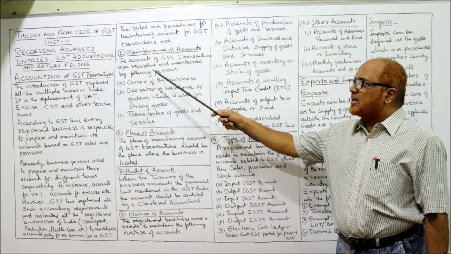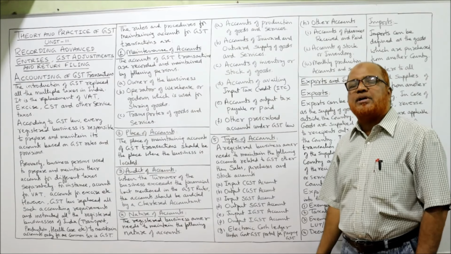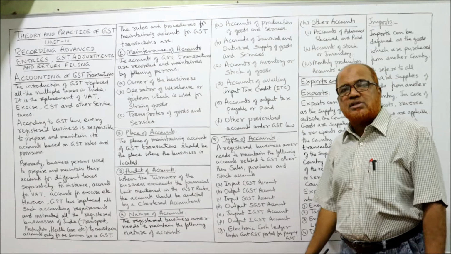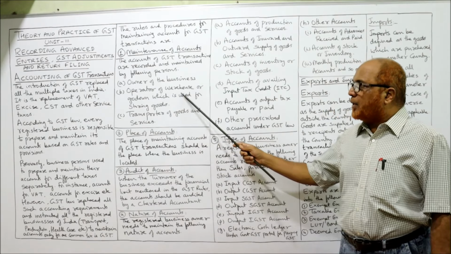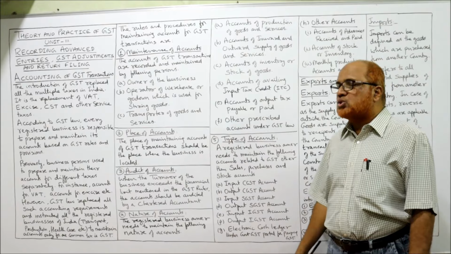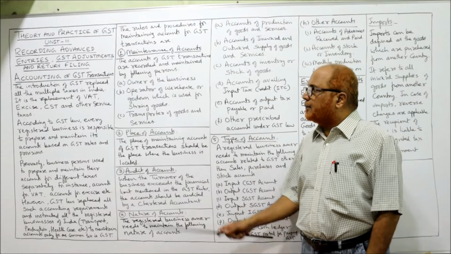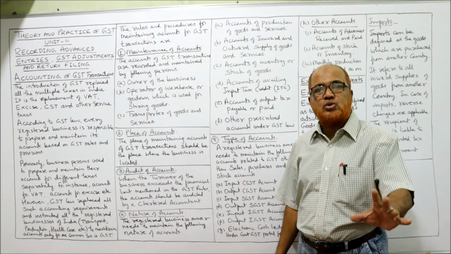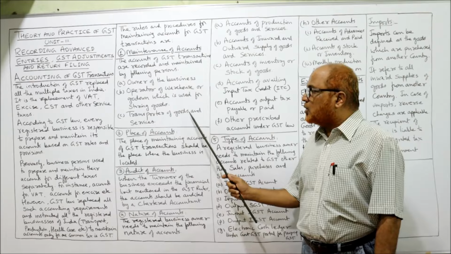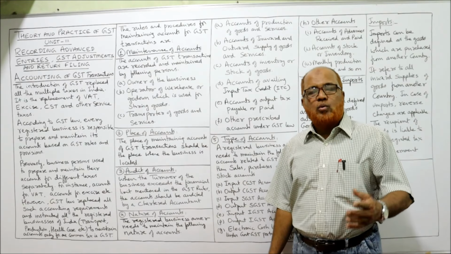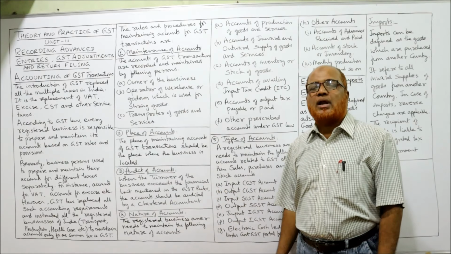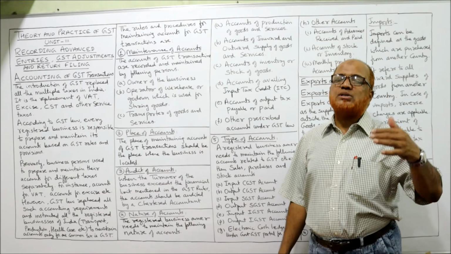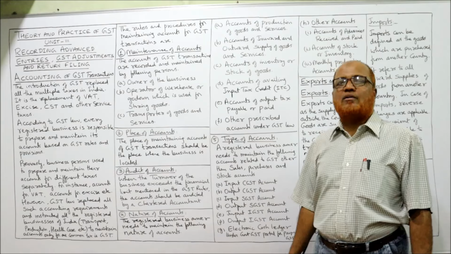The accounts of GST transactions are recorded and maintained by the following persons. Who are the persons responsible for maintaining the accounts? First, the owner of the business. Secondly, the operator of a warehouse or godown which is used for storing goods; he has to maintain the accounts. Thirdly, the transporter of goods and services; when goods or services are transported, the transporter has to maintain the accounts. This is the first thing: who is responsible for maintaining the accounts of GST.